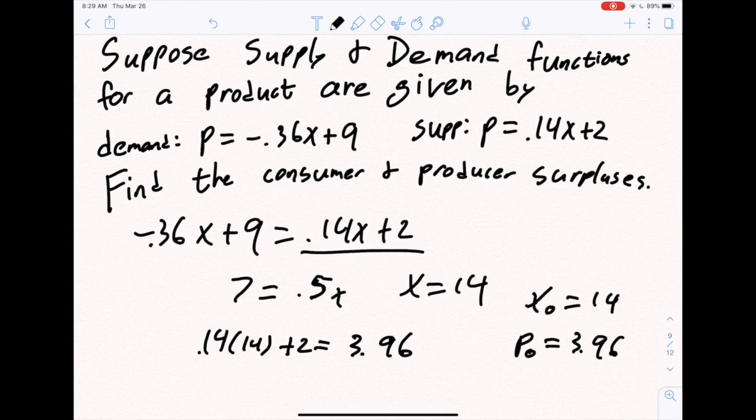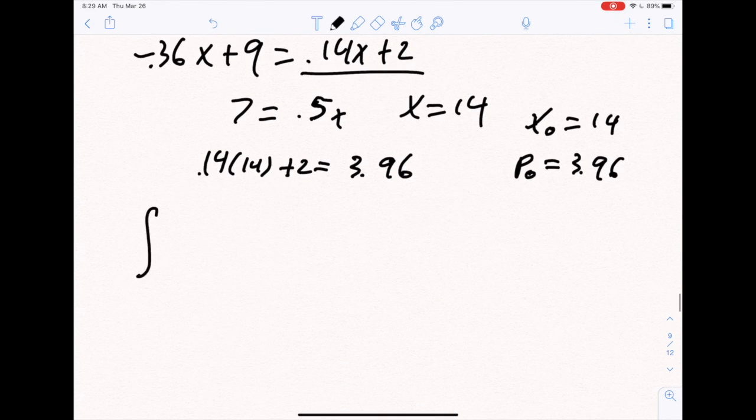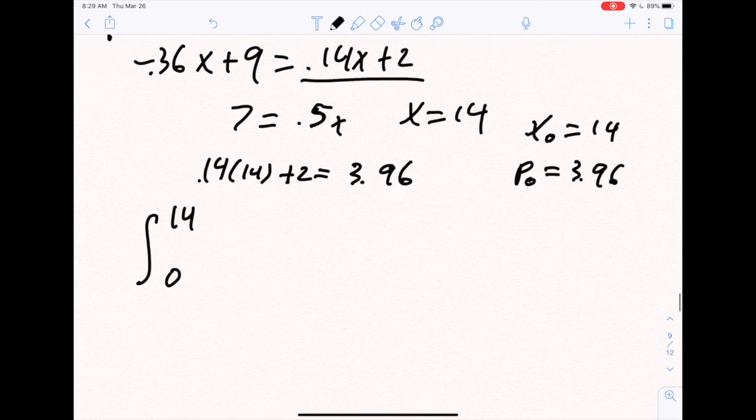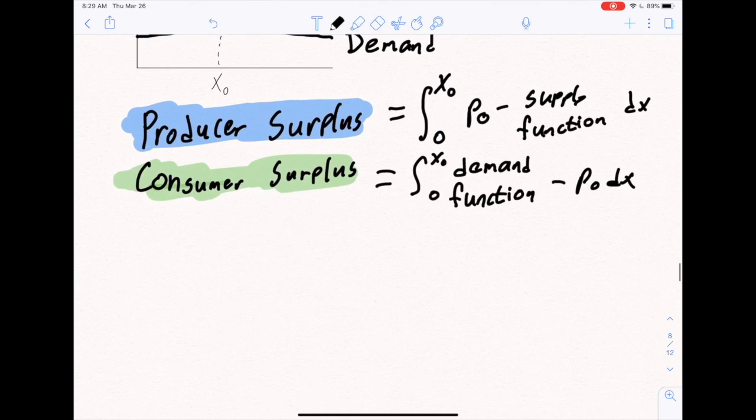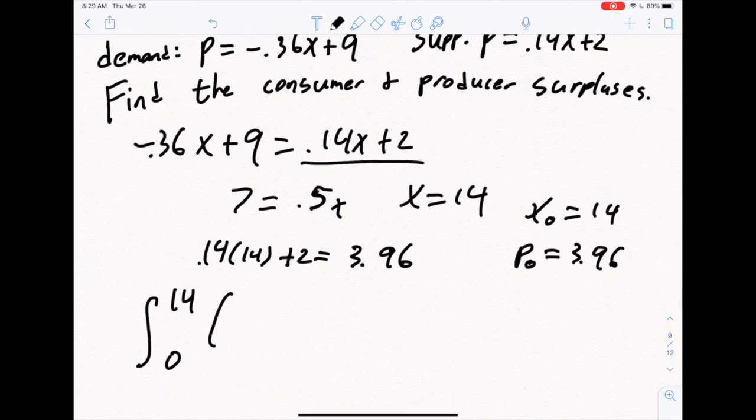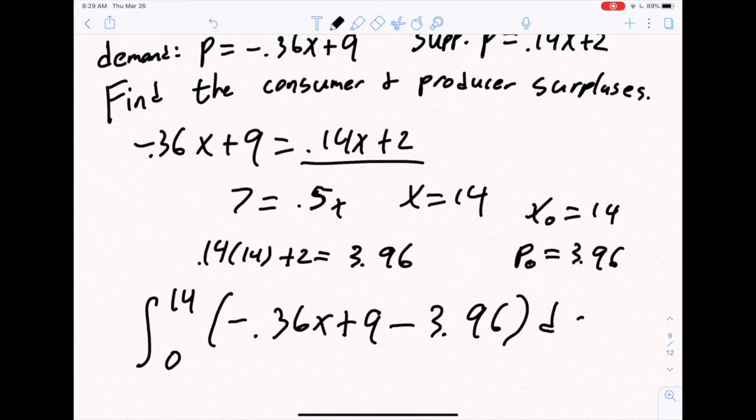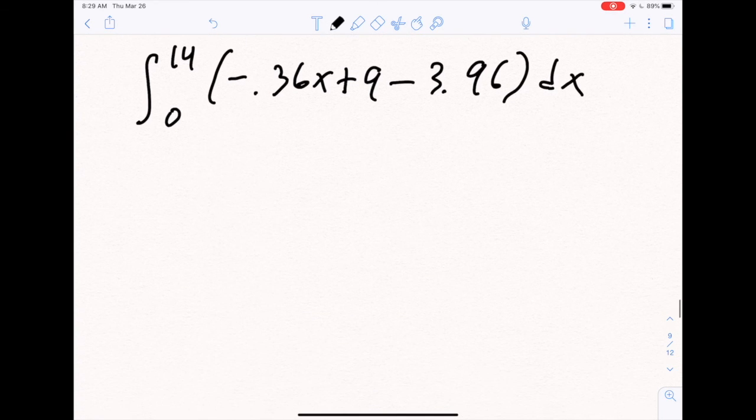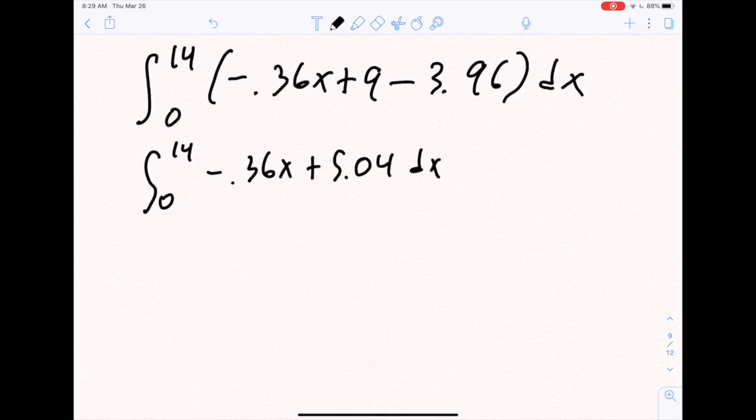So in order to calculate consumer surplus, we take the integral from 0 to 14, because our x naught is 14. And again, consumer surplus is demand function minus p naught. Our demand function is minus 0.36x plus 9 minus 3.96 dx. And so that is the integral from 0 to 14 of minus 0.36x, and then we can combine these terms to get plus 5.04 dx.